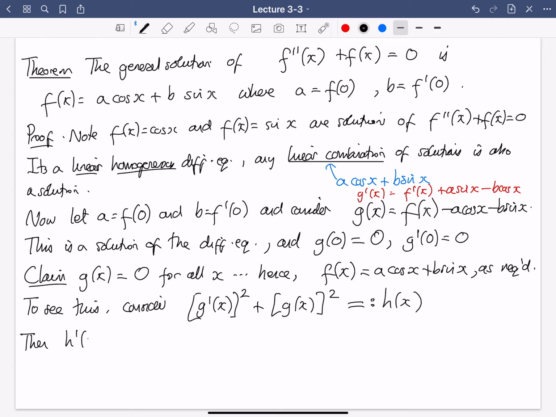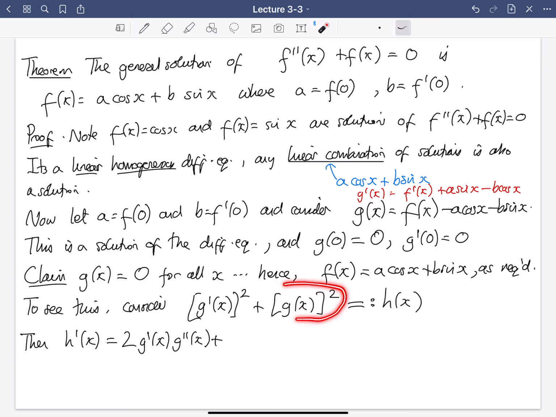What's h prime of x? Okay, so I'm looking at this function here. I'm going to take this h, so that's by definition, and I'm going to differentiate. So I've got to differentiate this, which is a chain rule: power down the front, one off the power, and then I've got to times by the derivative of the inside. So that's 2 g prime of x, g double prime of x.